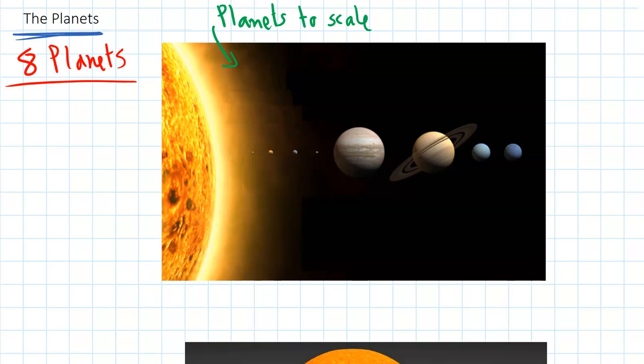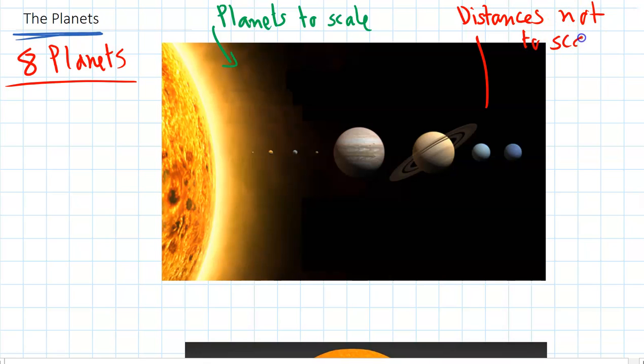But the distances between each of the planets, they're not to scale at all. So you can see here, the distance between these two planets would be much, much bigger in the proper solar system. And that's because space is really huge and really empty. Most of the solar system is empty space. So the distances are not to scale here.